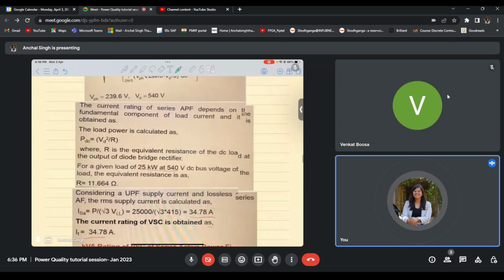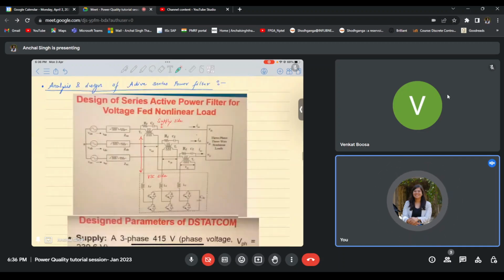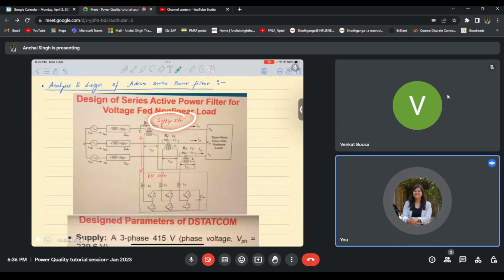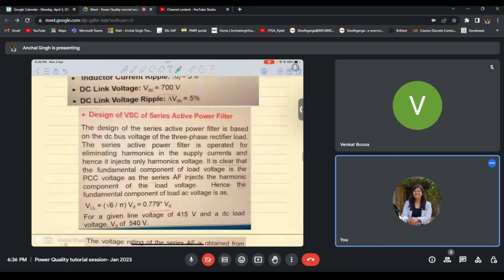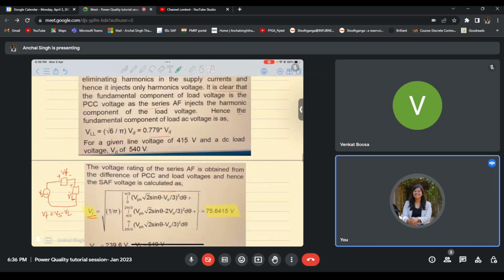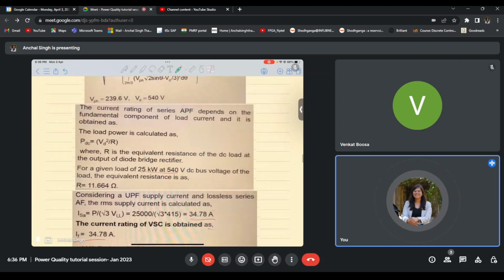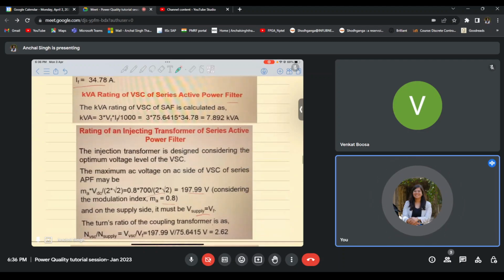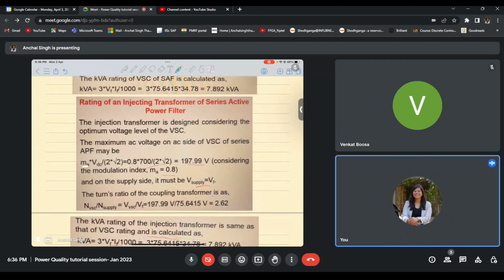So as we were discussing, for the supply side we already calculated the value of voltage, which was around 75 volts. Then for the voltage source converter side, we could use the formula for modulation index, and we already calculated the value of VD, that is the DC link voltage, which is 540 volts. So based on these two values, we can use our formula of modulation index, which is this. And using that, we can find out the voltage that is needed on the voltage source converter side.